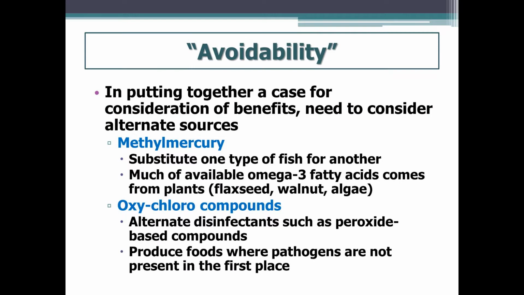Just a word on avoidability. This is a risk management concept, and it basically says, why are you considering benefits when you can just substitute other things? So for methylmercury, substitute one type of fish for another. You avoid the problem.